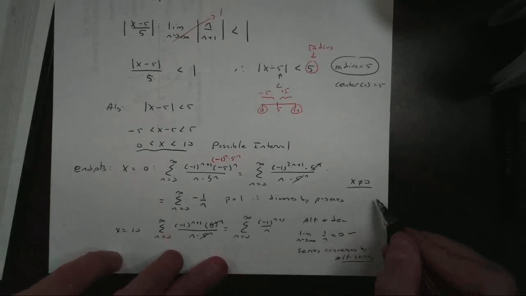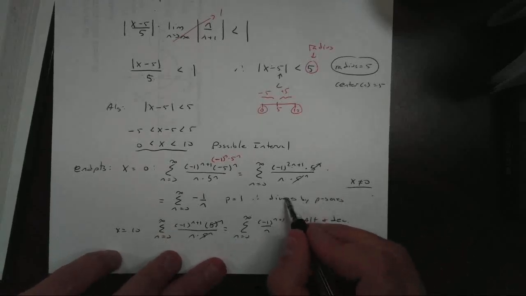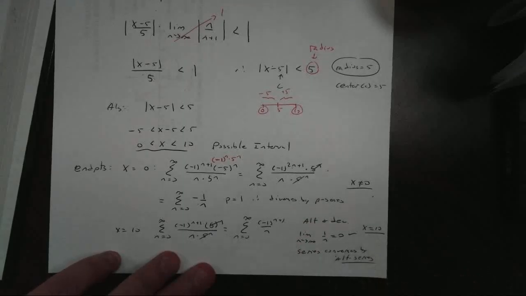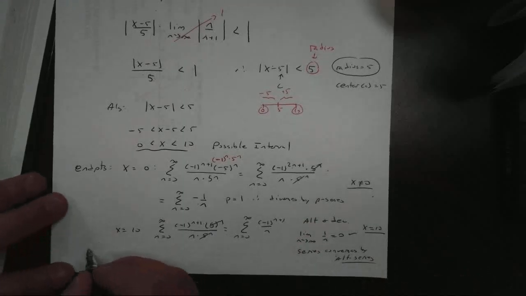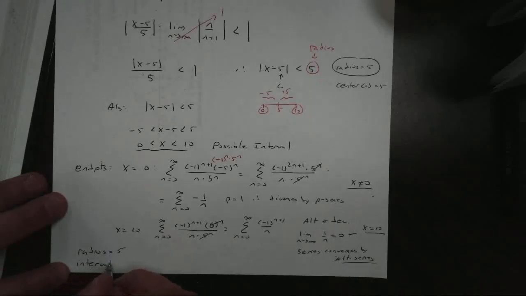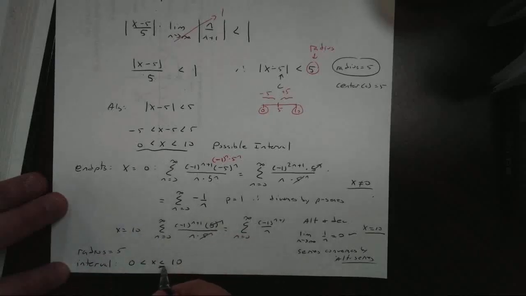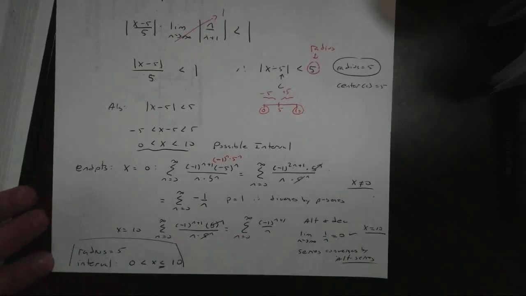So what does that mean? X couldn't be 0 because it diverged. X equals 10 converges, so x can equal 10. Now what all does this tell us? Well, we got the radius earlier, was 5, and our interval now, very simple, it starts at 0, ends at 10. But in this case we can include the 10. And that's how we get our radius and interval of convergence. See, it didn't take long, only 8 minutes.